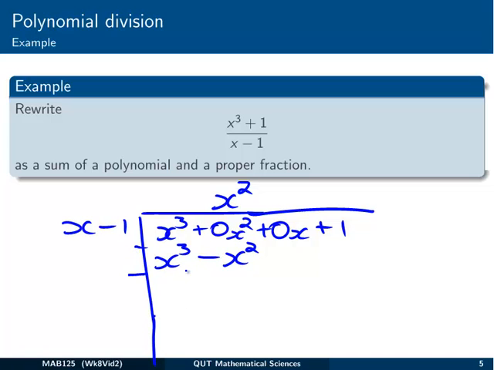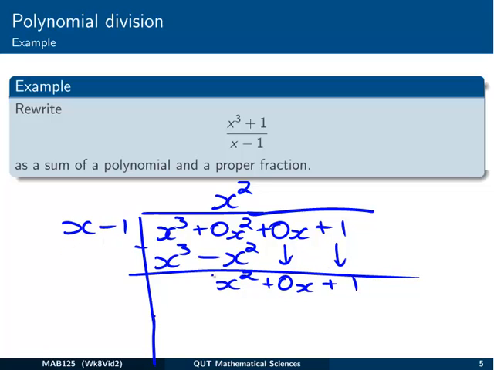So then I subtract those away. x cubed minus x cubed, of course, goes away. That's exactly what I wanted. 0x squared take minus x squared is x squared. And I just bring these ones down, and they become the new piece that I'm working on. So plus 0x plus 1.